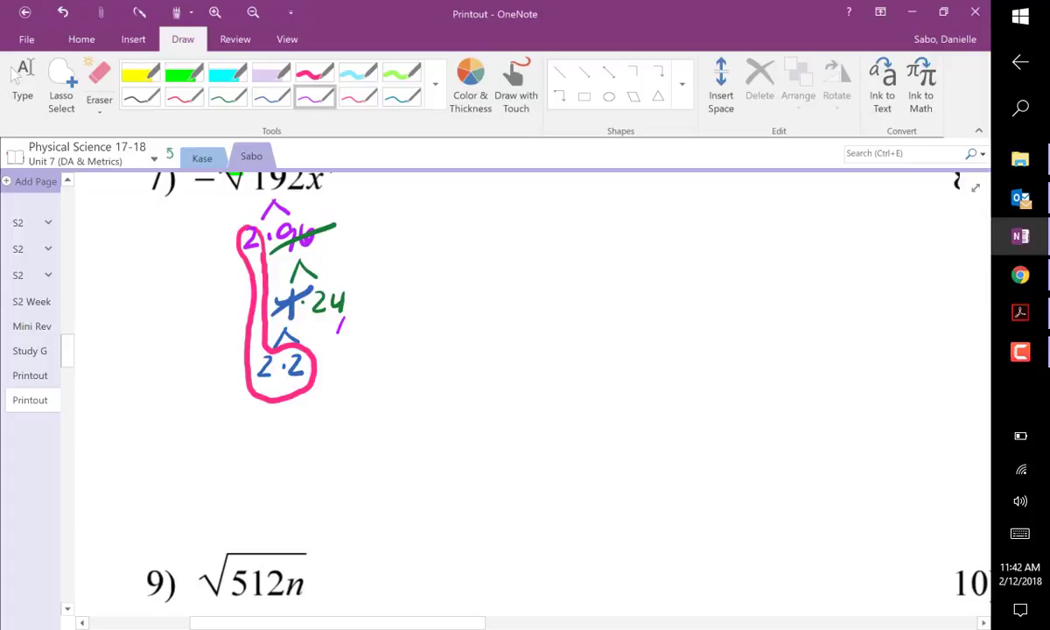When we keep going, 24 breaks down into 2 and 12. What does 12 break down into? 6 and 2. And then 2 and 3. Okay, so yes, we broke down a lot.